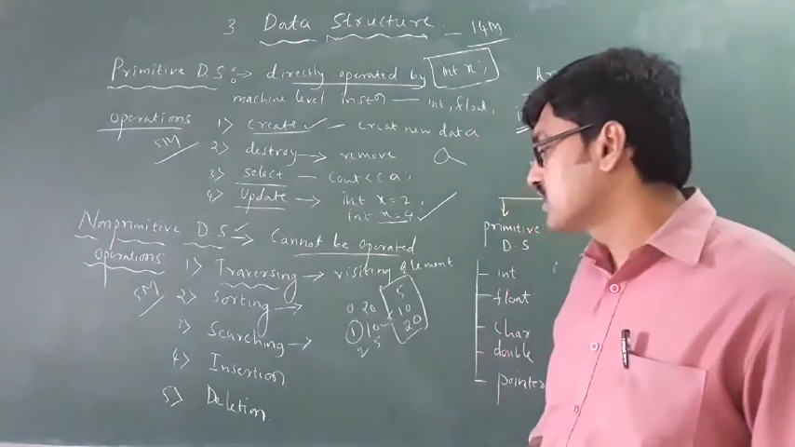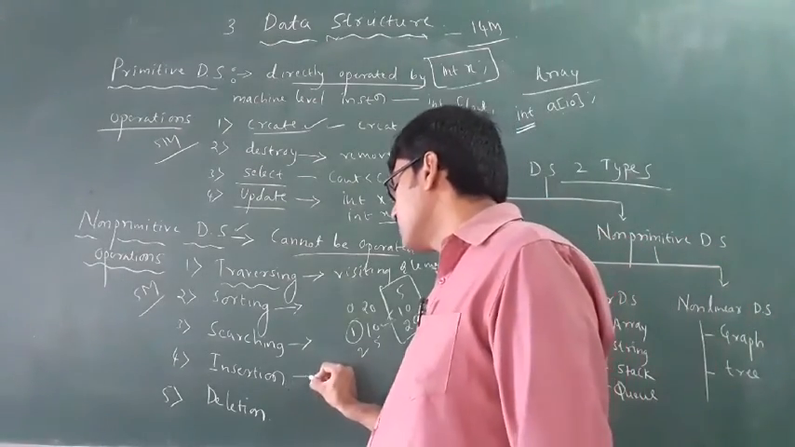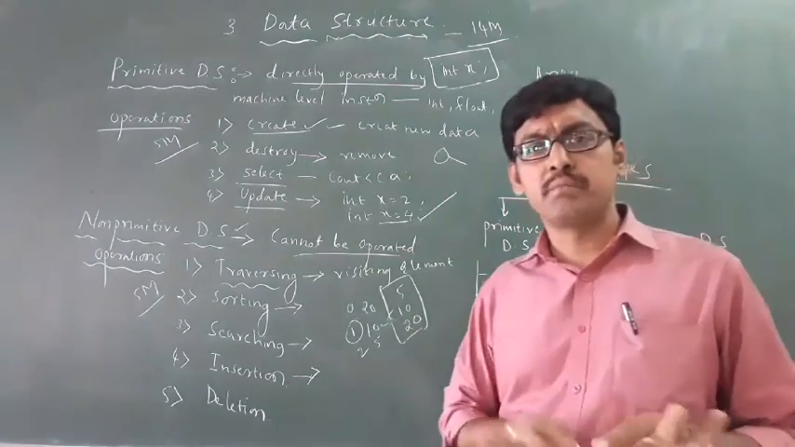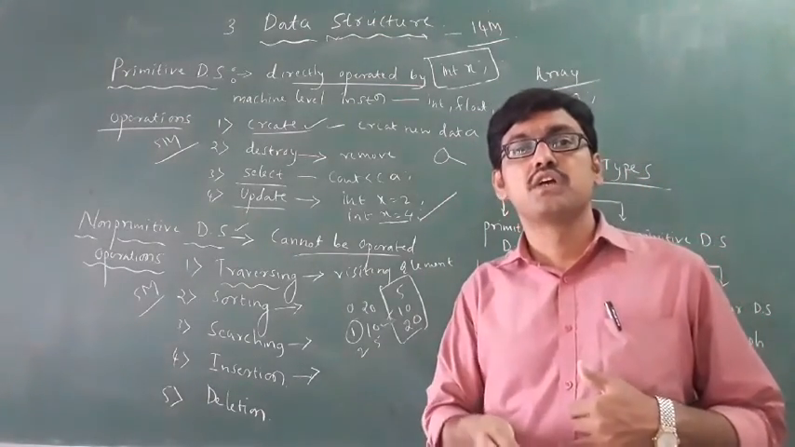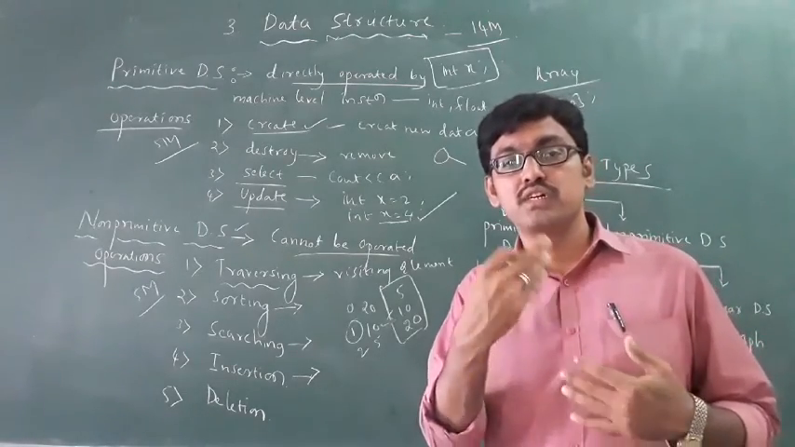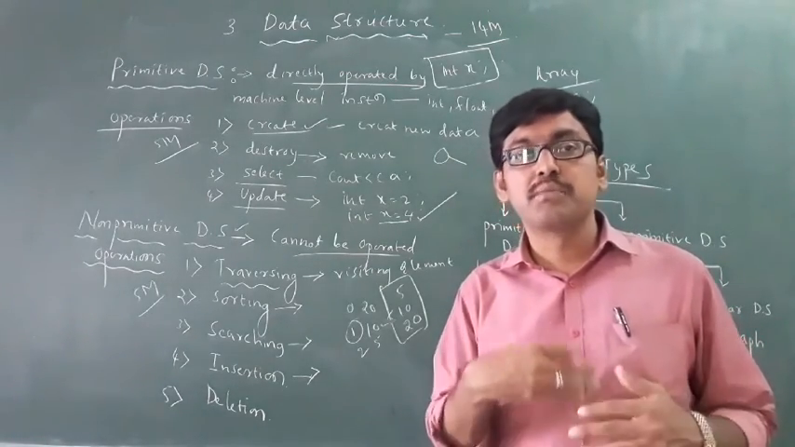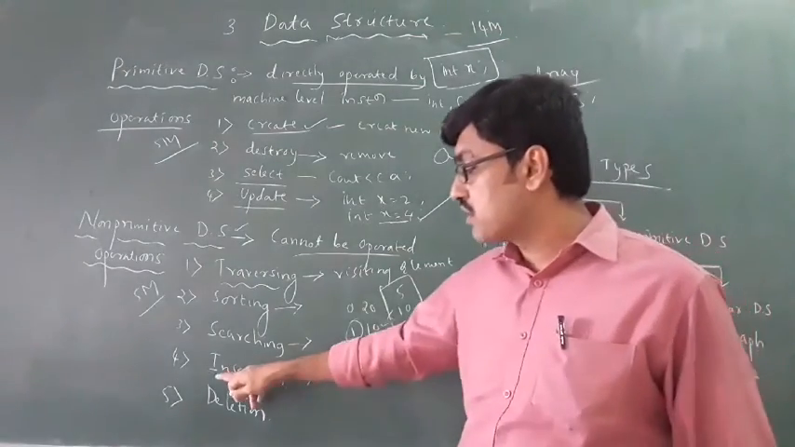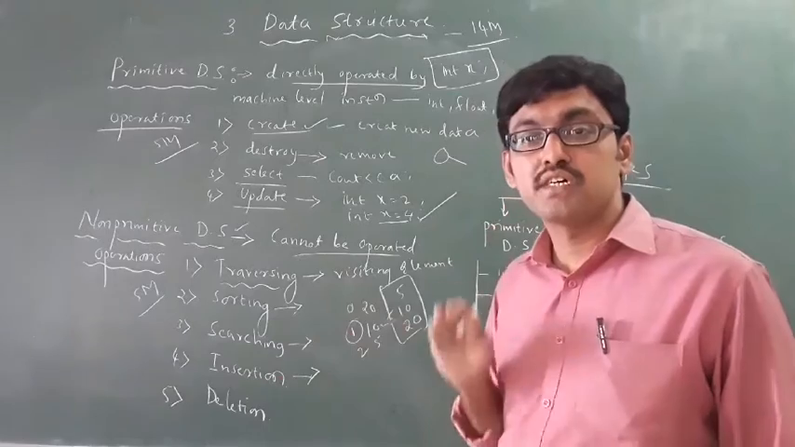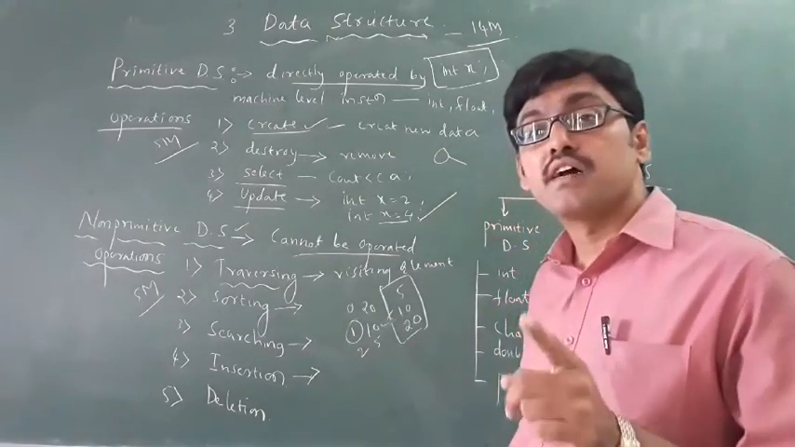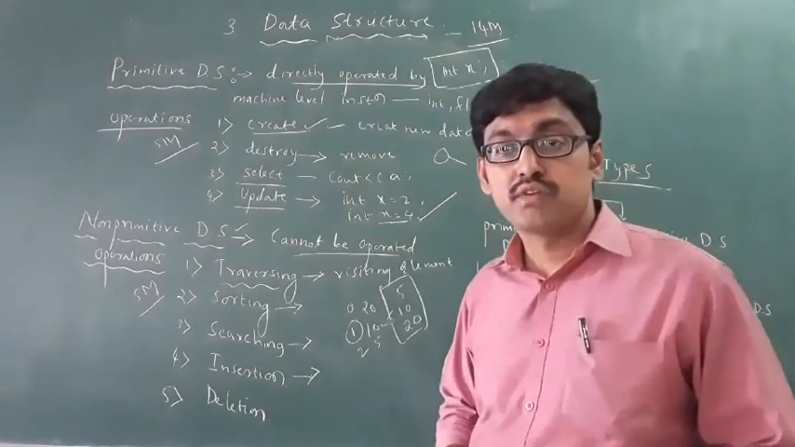The next one is insertion. What is insertion? Insertion means when you are writing in MS Word, you insert an image, you insert words, you insert characters in MS Word. How is it possible? It is possible because of the insertion operation. Insertion means it is a process of inserting data in a data structure. You have to insert.